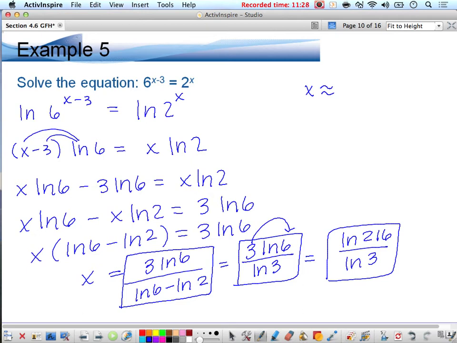So when we type in the exact answers, we get an approximate answer of 4.8928. And if we store our answer and check it back into the original, the 2 sides are exactly equal to each other. So that's how we know we got it correct.